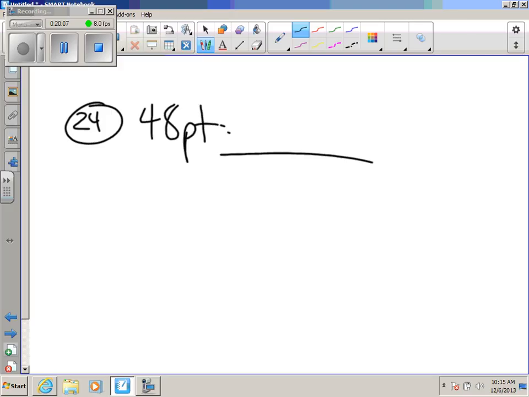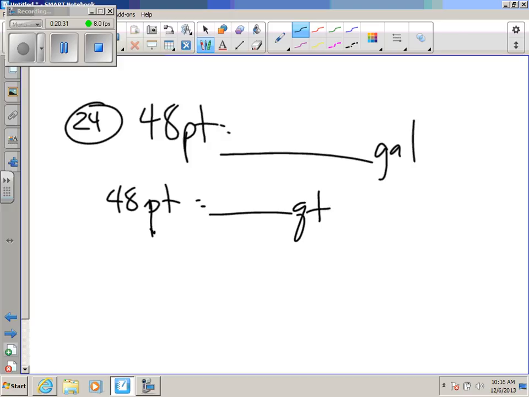48 pints to gallons. Now here, I may have to go 2 steps because on my staircase, I'm skipping quarts. It's going from pints all the way up to gallons. So I'm going to go pints to quarts first, and then I'll convert the quarts to gallons, because that's where they are in the staircase. How many pints are in a quart? 2. So since we're going up, I'm going to divide by 2. 48 pints becomes 24 quarts.